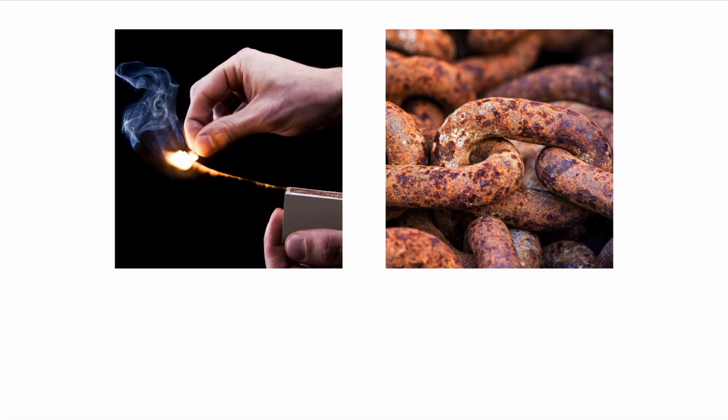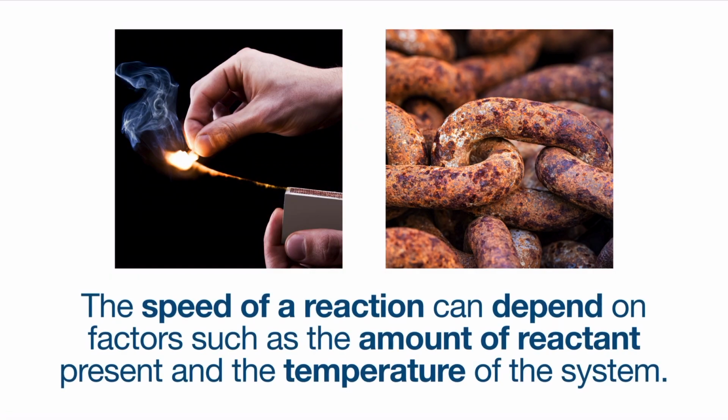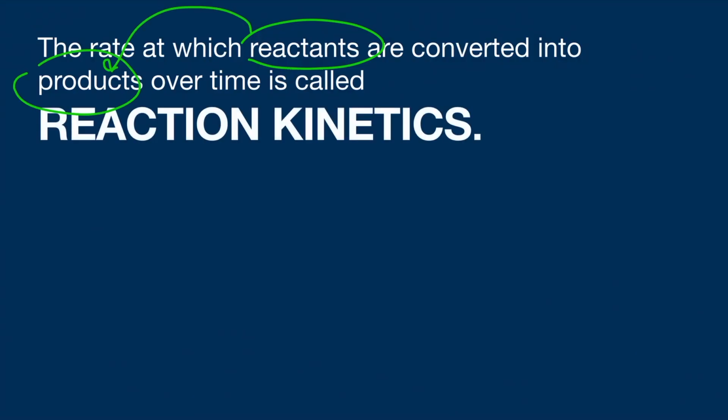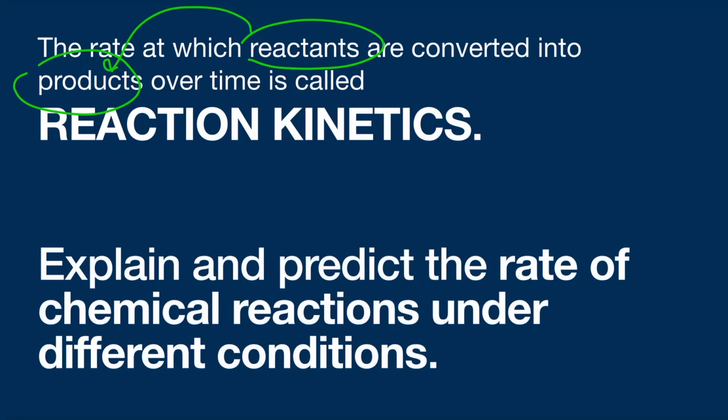In chemistry, we don't just ask whether a reaction happens, we ask how fast it happens. Now, the speed of a reaction can depend on factors such as the amount of reactant present and the temperature of the system. To understand why some reactions happen quickly while others proceed more slowly, chemists study the rate at which reactants are converted into products over time. And this is what we call reaction kinetics. And it helps us explain and predict the rate of chemical reactions under different conditions.